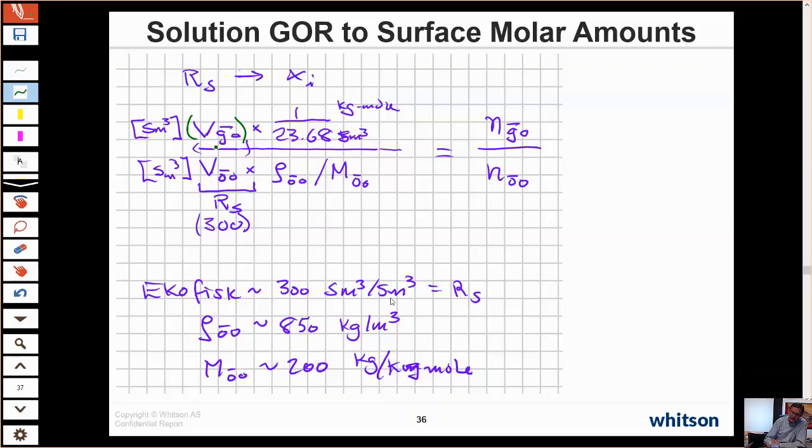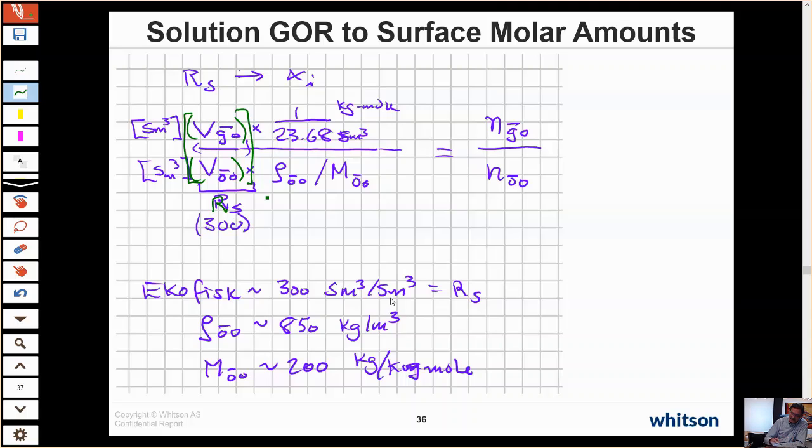Okay, so we're converting this V surface gas from the oil over the surface oil, the volume. If we want to convert this to moles, we have to multiply by density to get mass, divided by molecular weight to get moles. So this will give us the ratio of how many moles became surface gas to how many moles became surface oil. Well, this term here is nothing more than the RS.